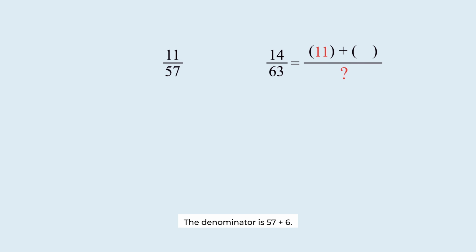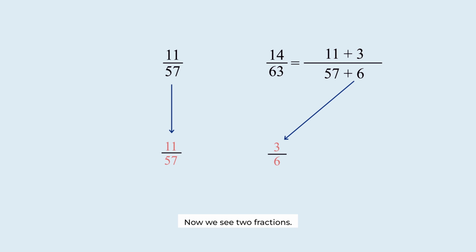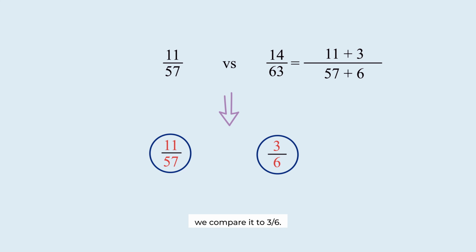The denominator is 57 plus 6. The numerator is 11 plus 3. Now we see two fractions. Instead of comparing 11 over 57 to 14 over 63, we compare it to 3 over 6.